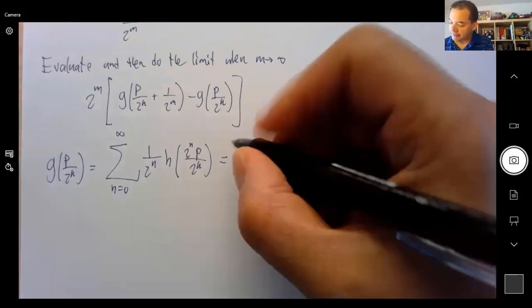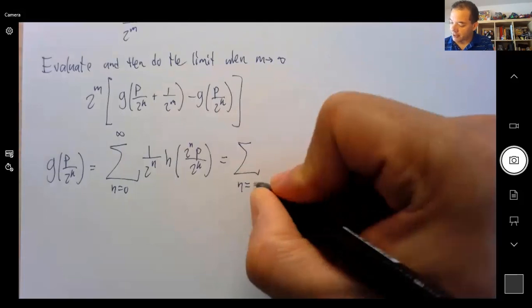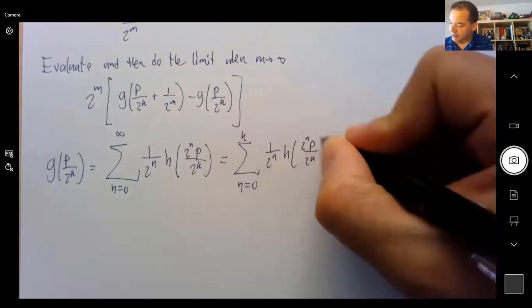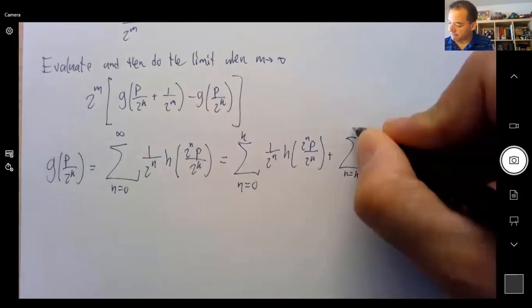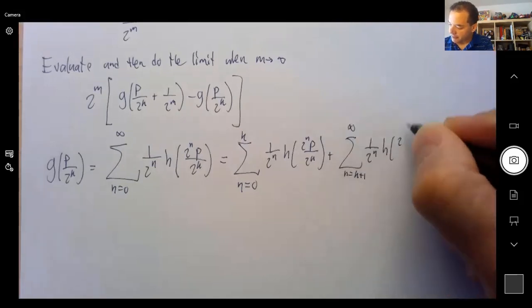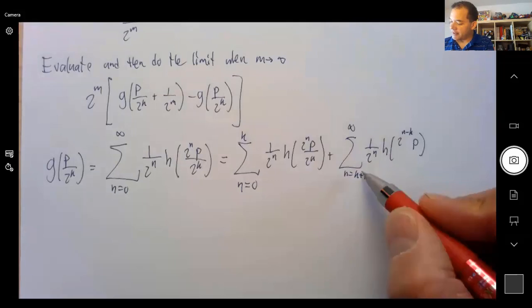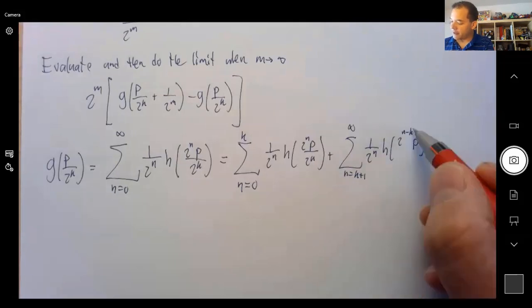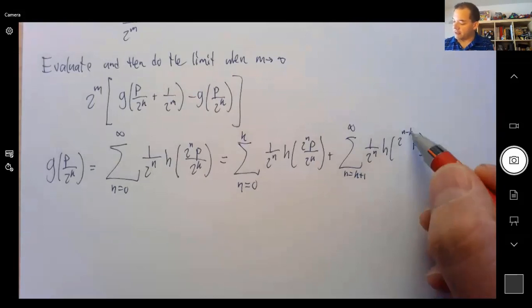So the idea is the same. Let's break this into 2 pieces, from 0 to k, and from k plus 1 to infinity. I'll write it like this, 2 to the n minus k times p. And then I will make precise what we just said. Because n is k plus 1 or bigger, this number is 2 to the first or bigger. So this is an even integer.